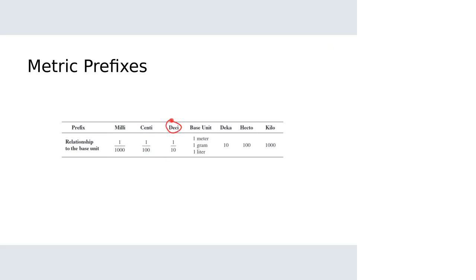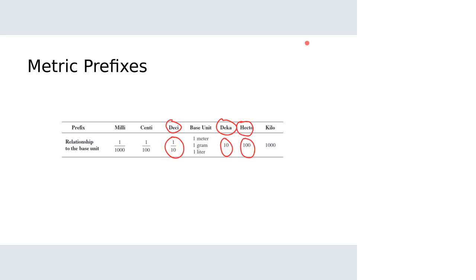Deci is 1/10. While that one's true, it's not one that we use very often. The same thing applies to deca, which would be 10 meters would be a decameter, but again, that's not one that gets used very often. Hecto would be 100. Again, not one that's used very often.